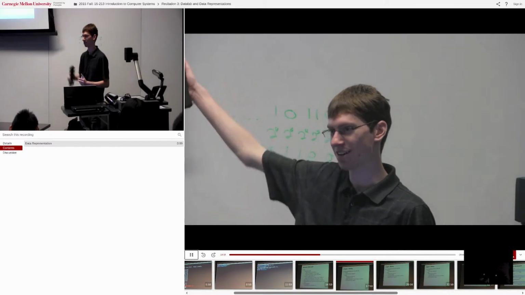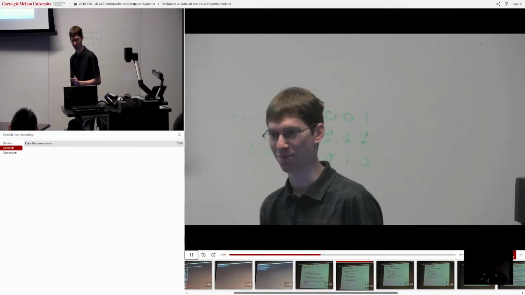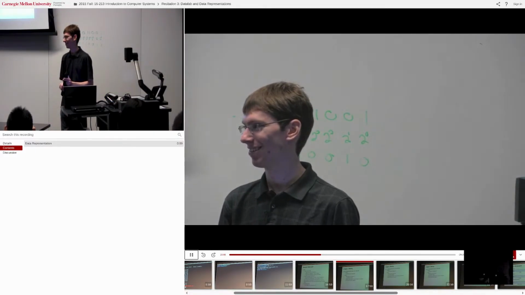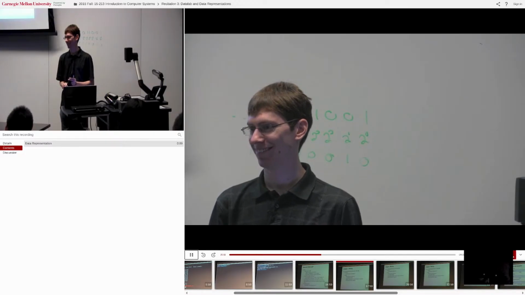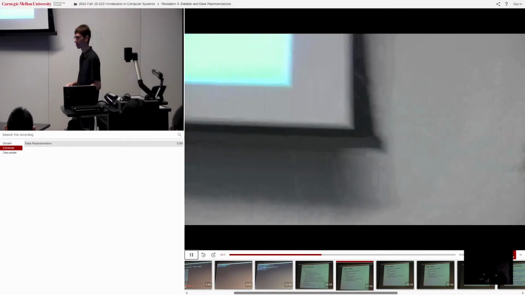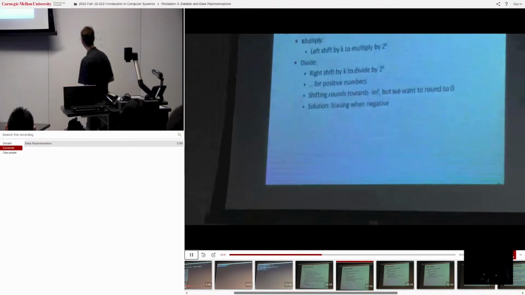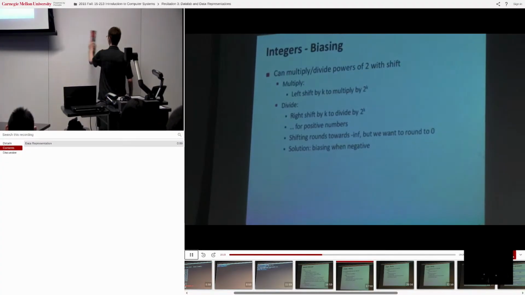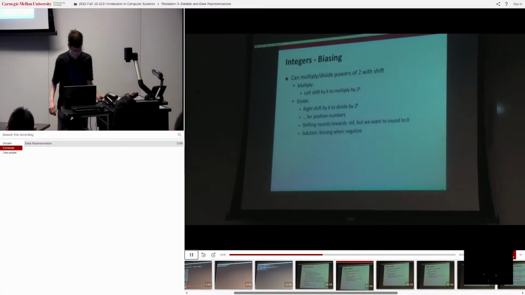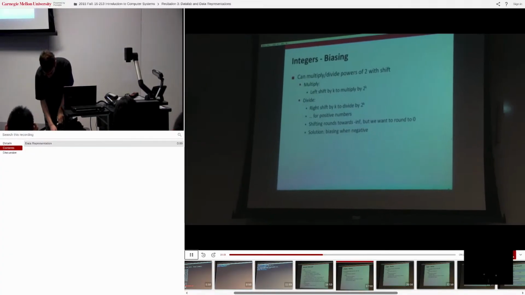This is on the slide, so if you don't remember, you can read it and then tell me. What's the problem with negative numbers? It's going to round towards negative infinity, but we want the division to round towards 0, right? So say we have a negative number. So let's work with, let's see, I had an example.